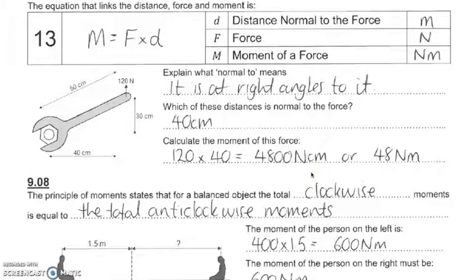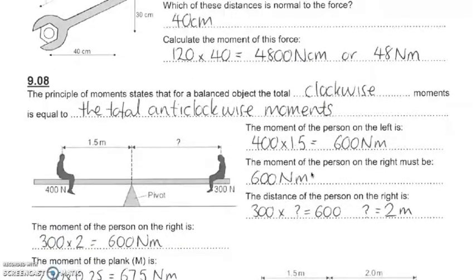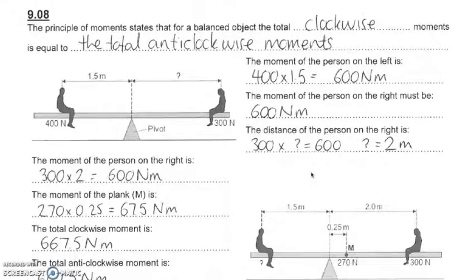Now, why are moments important? It's actually quite useful, and we need to know this principle. The principle of moments states that for a balanced object, the total clockwise moments, so that's this turning effect here, has to equal the total anti-clockwise moments, so that's this turning effect here.